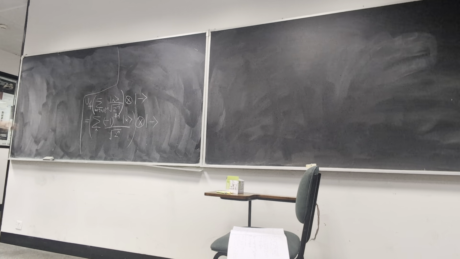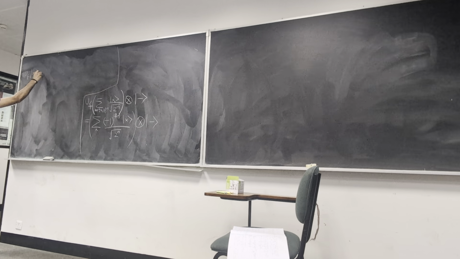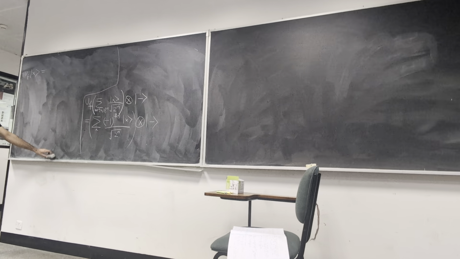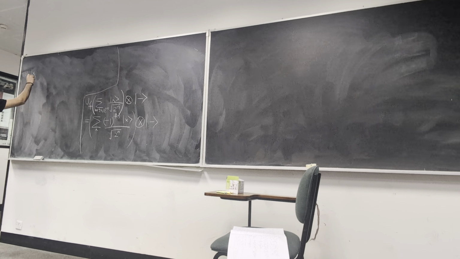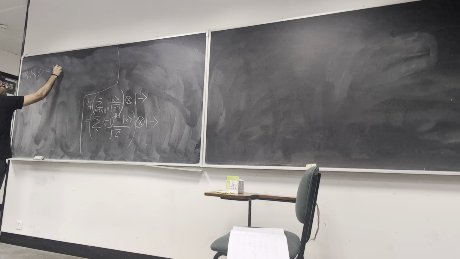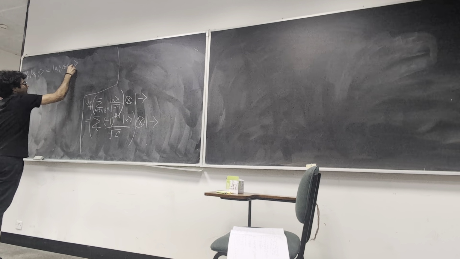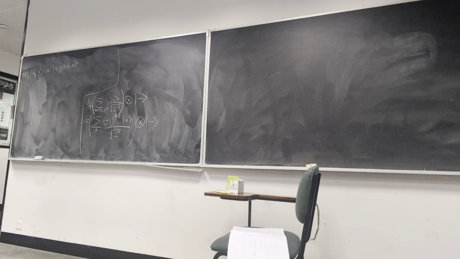What does U of f do? What is the action of your U of f? Your first qubit will remain the same. Your second qubit is the bitwise addition of the two qubits, y with f of x. Very good. Okay, good. So now you have U of f.